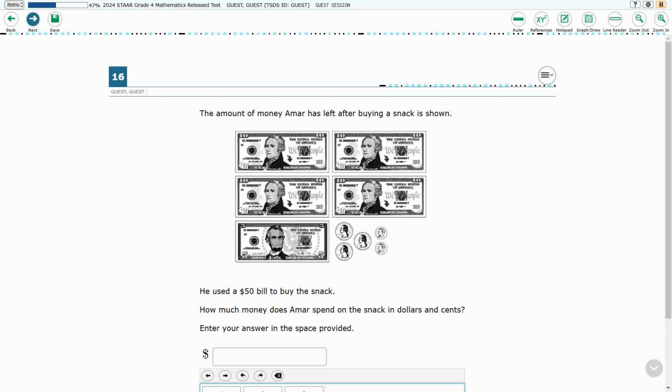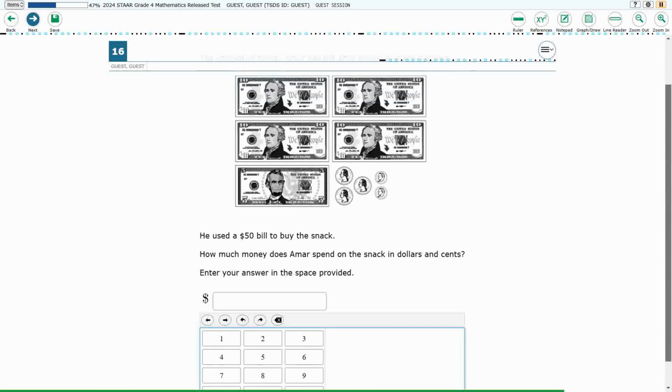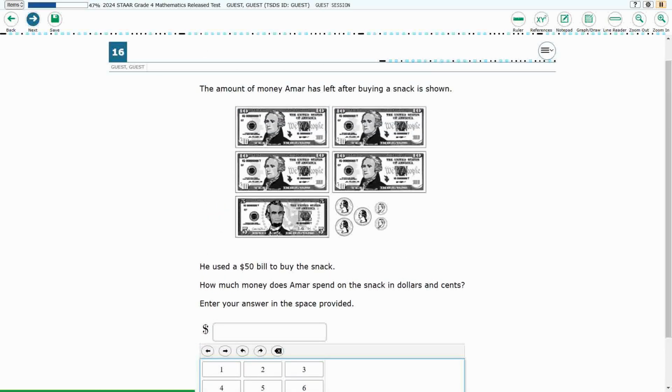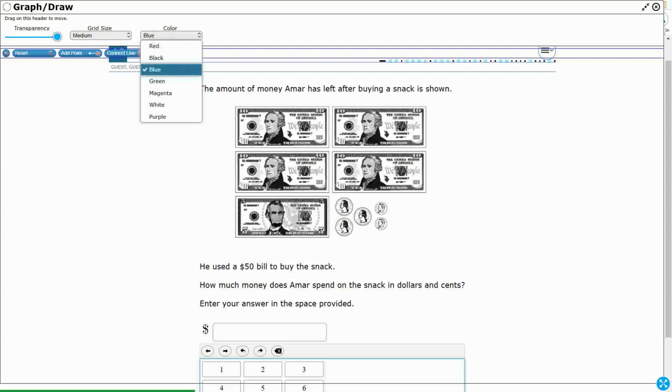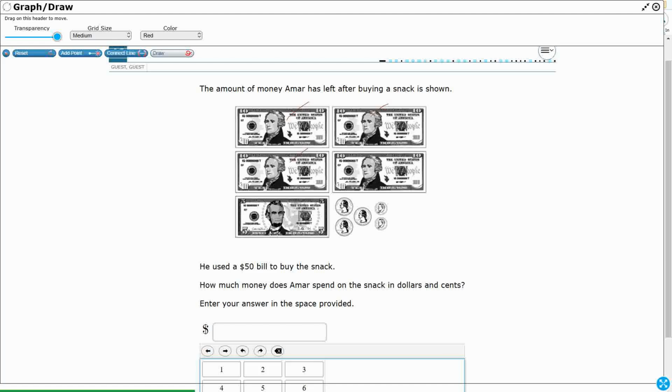The amount of money Amar has left, and it's another equation editor down there. Okay, so we've got money left after buying a snack was shown. So let's see how much money we've got left first to figure out what's going on. What is this collection of bills and coins? So let's do my bills. I've got $10, $20, $30, $40, and then a 5. So I've got $45. And then I've got coins, right? 3/4. 25, 25, 25. So 25, 50, 75, 85, 95, because those are dimes. So I got 45.95.